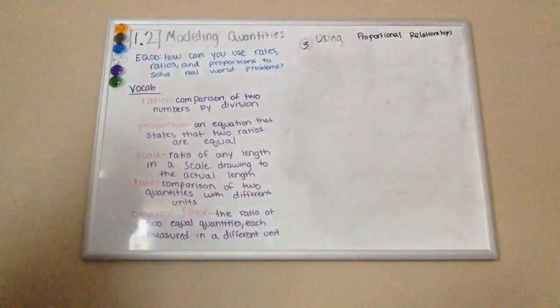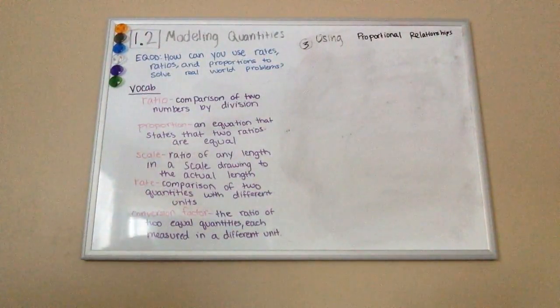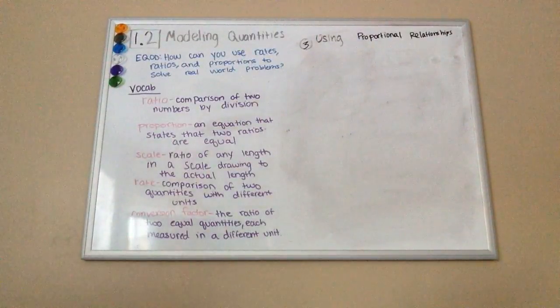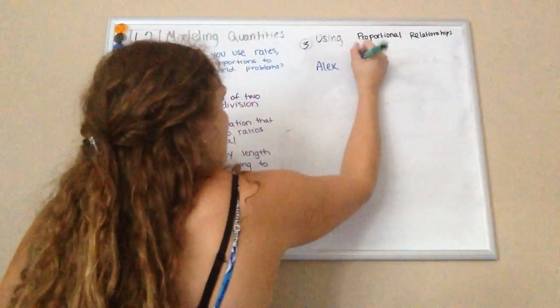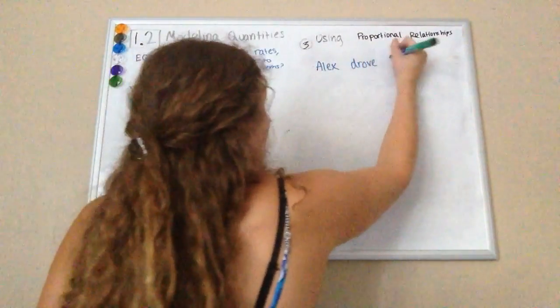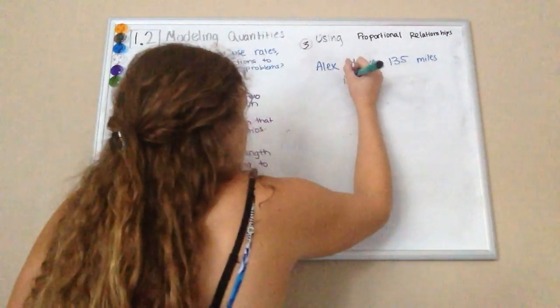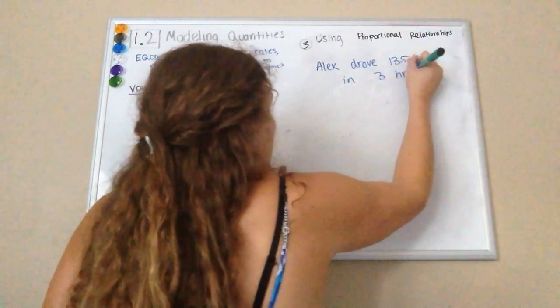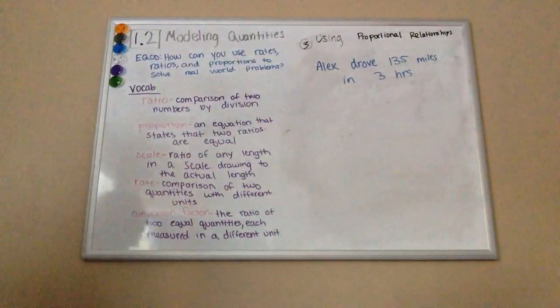Practice one for you that you're going to work through on your own. So the first one, number 10, says Alex drove 135 miles. So Alex drove, you guys have all of this already, 135 miles in 3 hours, right? So he drove 135 miles in 3 hours at a constant speed.